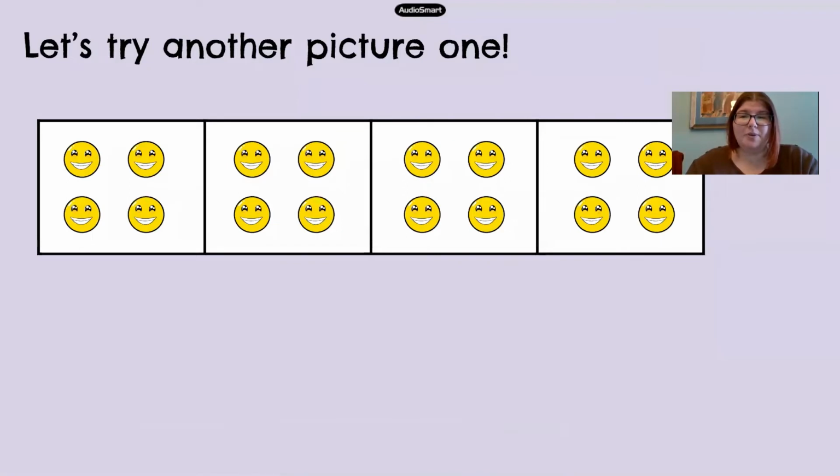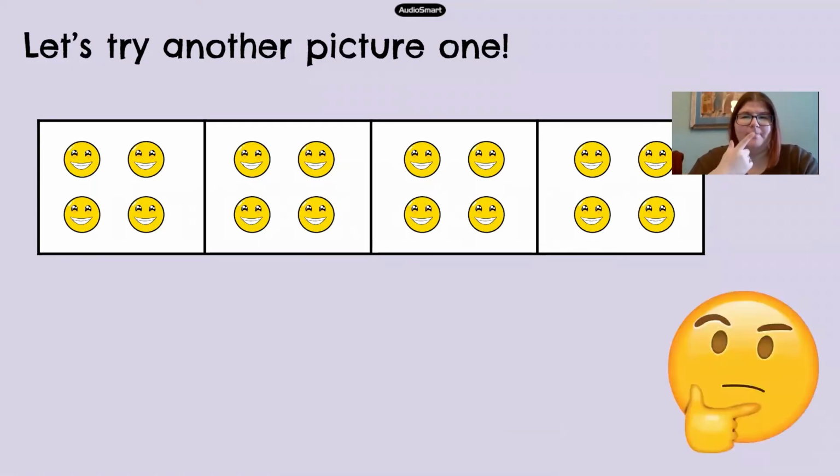We're going to try another picture one just to make sure we're really ready to move on. So how many groups do you see in this picture? Right, 4. And how many smileys are in each group? Count with me. 1, 2, 3, 4. There are 4 smileys in each group. Are these groups equal? Yeah, they are. Each one has 4 smileys in each group.